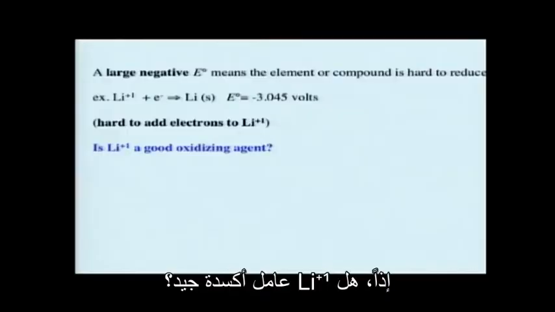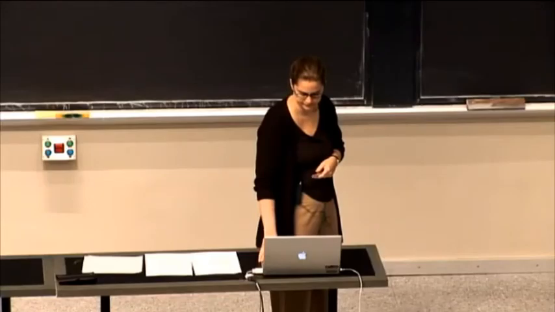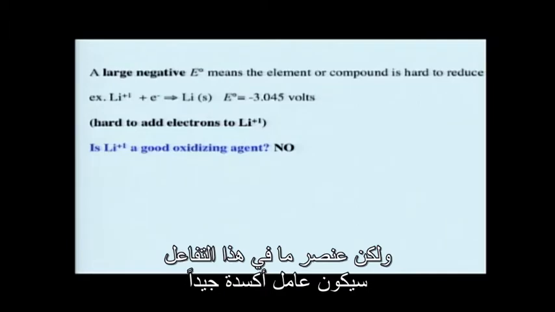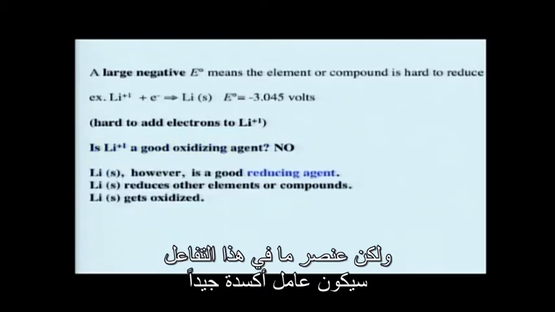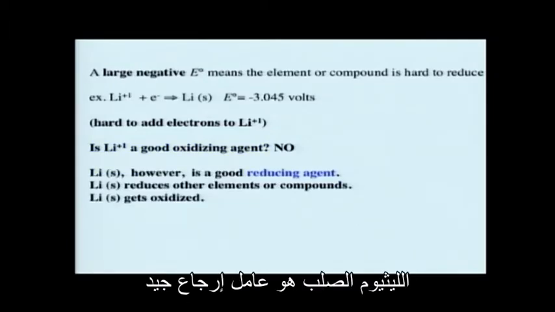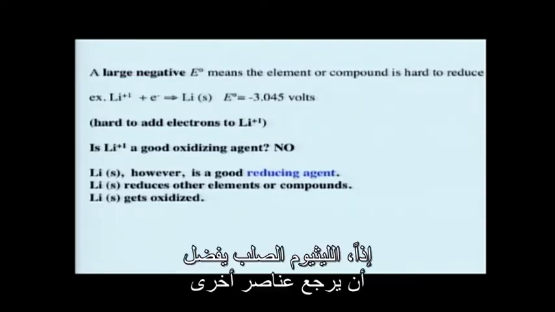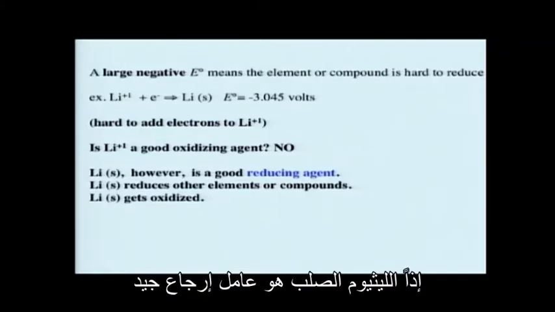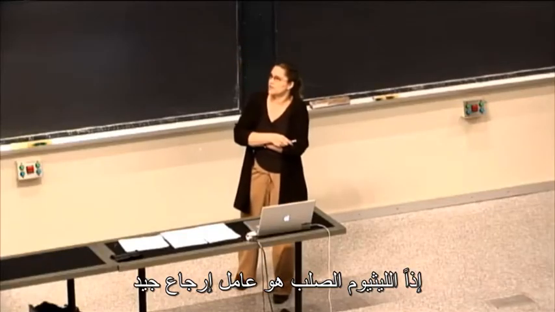So is lithium plus 1 a good oxidizing agent? No, it's not a good oxidizing agent, but something around here is going to be a good one. Lithium solid is a good reducing agent. So lithium solid likes to be oxidized, or likes to reduce other things. Lithium prefers to be lithium plus 1. So it's very happy to be lithium plus 1. So the solid form is a good reducing agent.